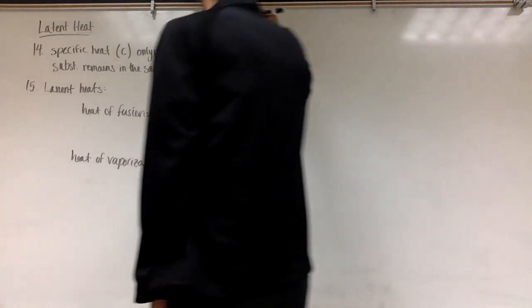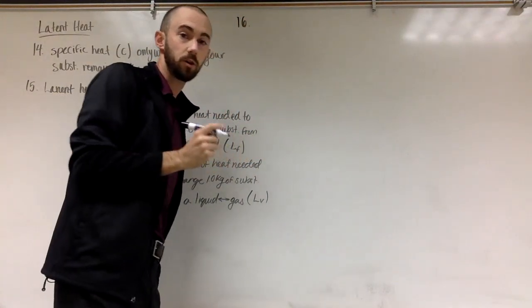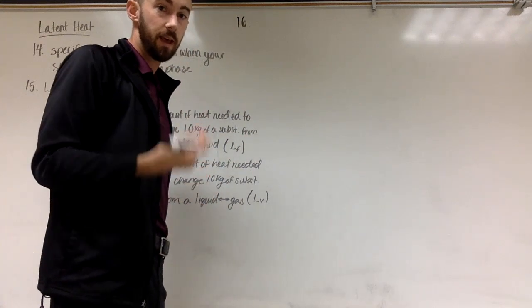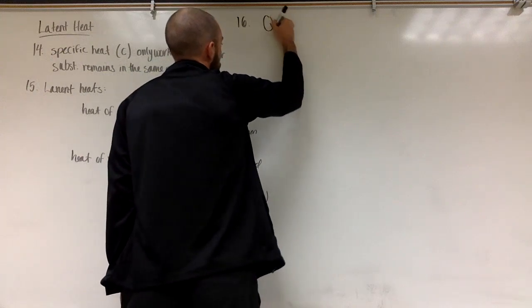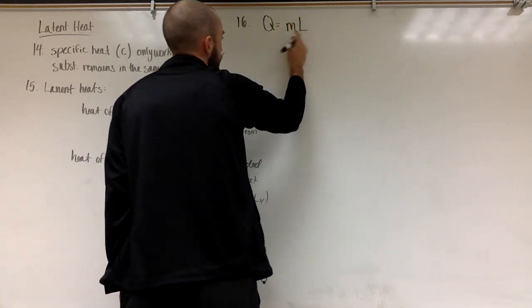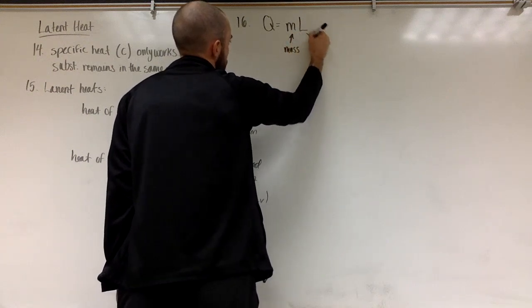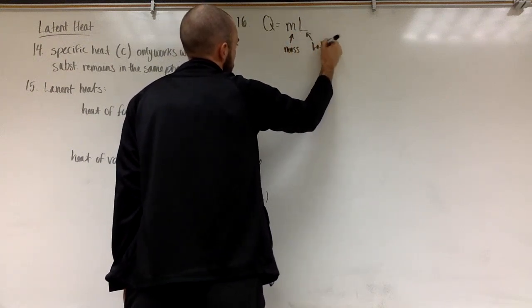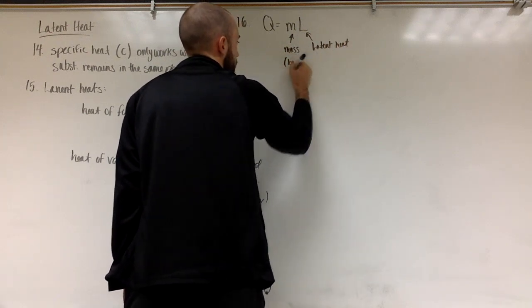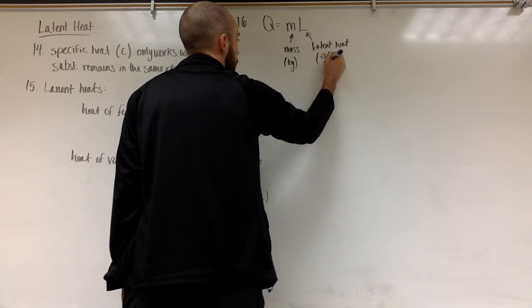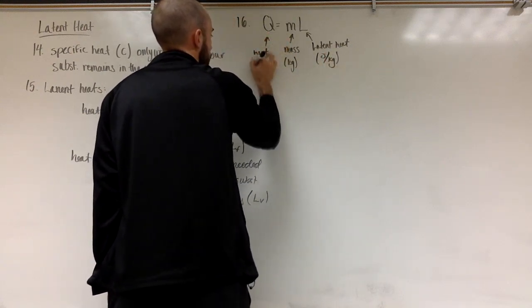So the specific amount of heat required is going to be based on both the mass of the substance and the latent heat of a substance. The equation we get for that is Q equals mL. M is going to be the mass in kilograms. This is your latent heat. This is kilograms. This is going to be joules per kilogram. And we have heat over here, which is going to be in joules.